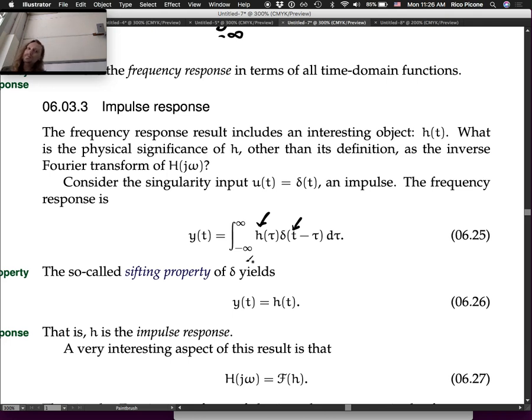Now, that might seem a little weird, but if you look it up, the sifting property literally says 6.25 is equal to 6.26. That's literally the sifting property. And it shows up a lot. And in the next lecture, it'll show up again in another derivation. So it happens to come up constantly.